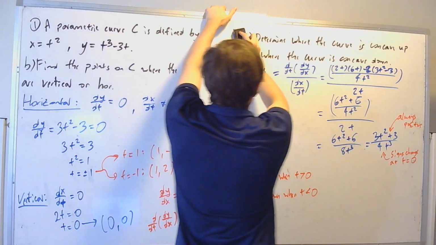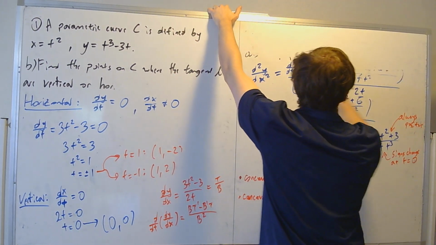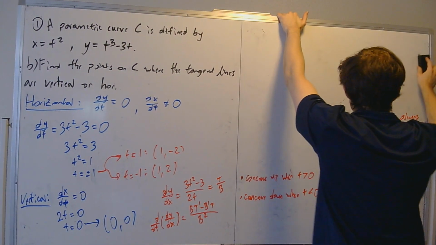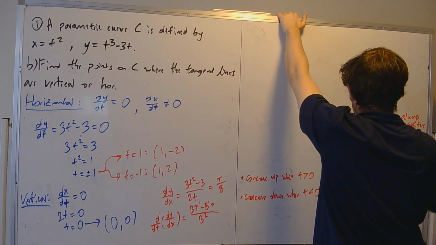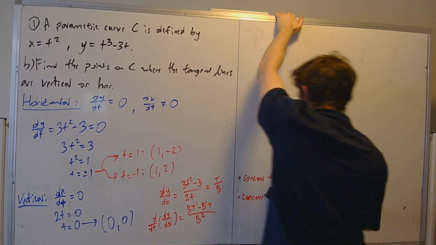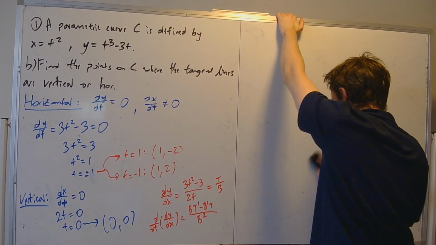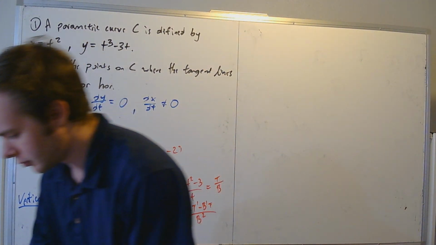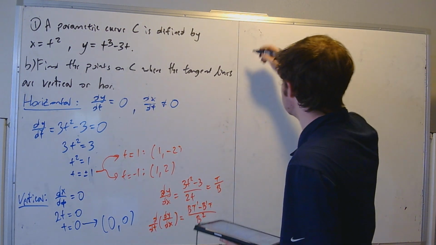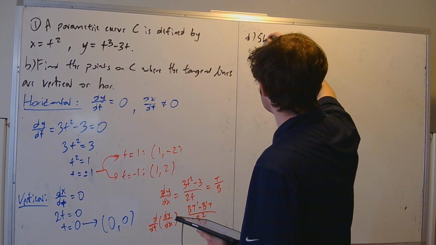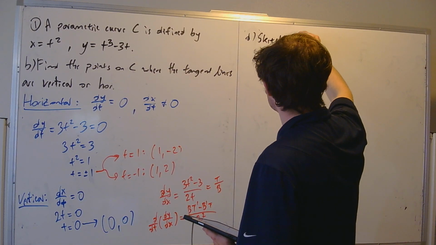I'll actually erase this part here. Well, let's just remember what I wrote down on this board, that it's going to be concave up if t is positive and concave down if t is negative. Okay, so everything's going to come together in part D. The reason why we're doing all this is to sketch the curve.